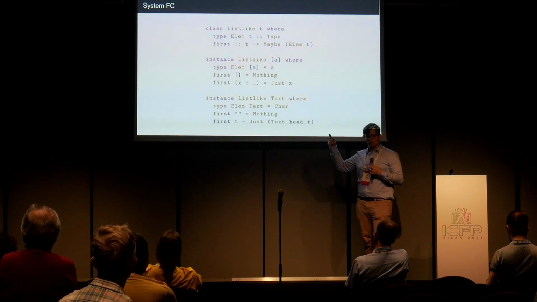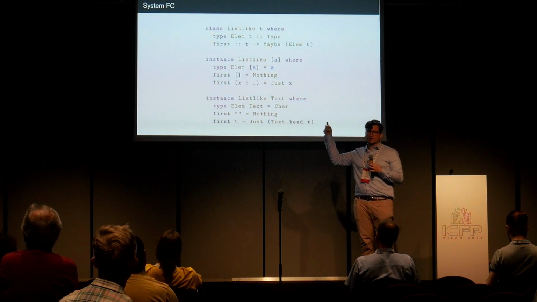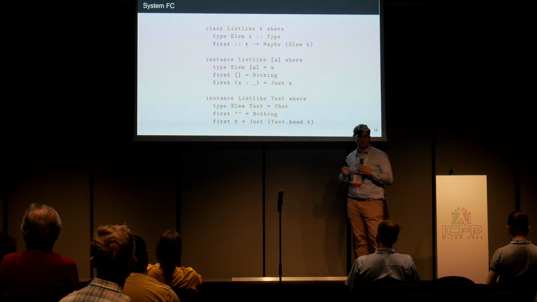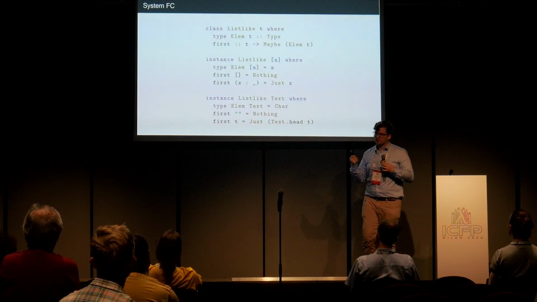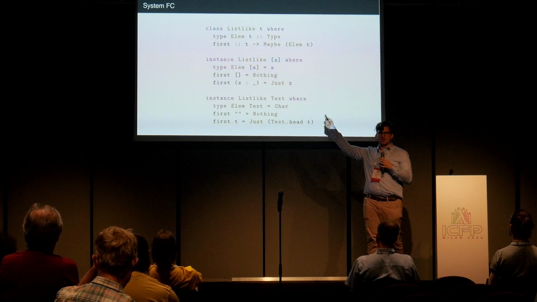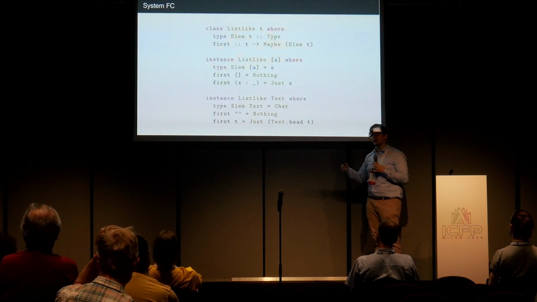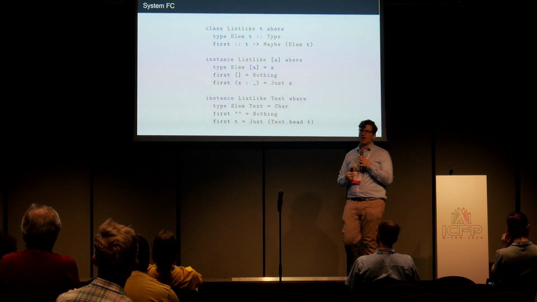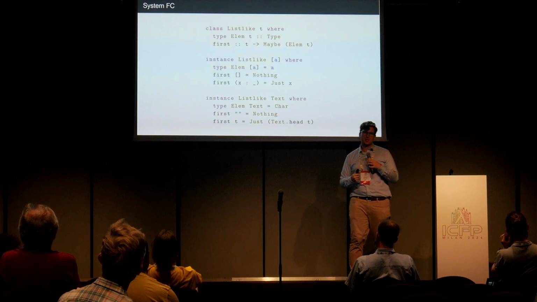So in this example, I have some code where I have a type class called ListLike, and this is supposed to represent some sort of container type. And the interesting thing about the container is that a container has elements. So we have an associated type called LM, which represents what is in our container. And I just have an example function called first that perhaps grabs the first element of this container.